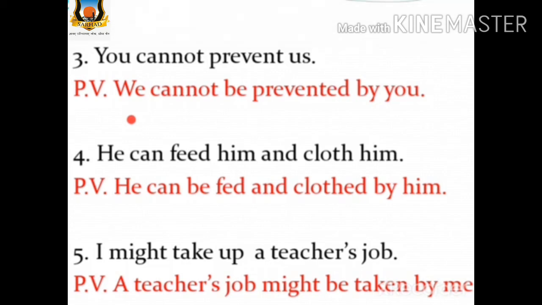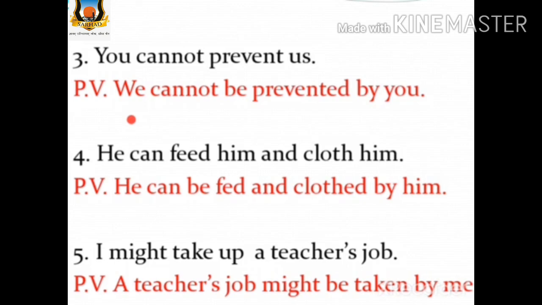You cannot prevent us, so we cannot, then be, then prevent, prevented. V3 of prevent is prevented, then by plus subject. So "you cannot prevent us" is converted like this: we cannot be prevented by you. Got it? Object plus auxiliary verb plus be plus V3 plus by plus subject. Clear? Next, he can feed him and clothe him.